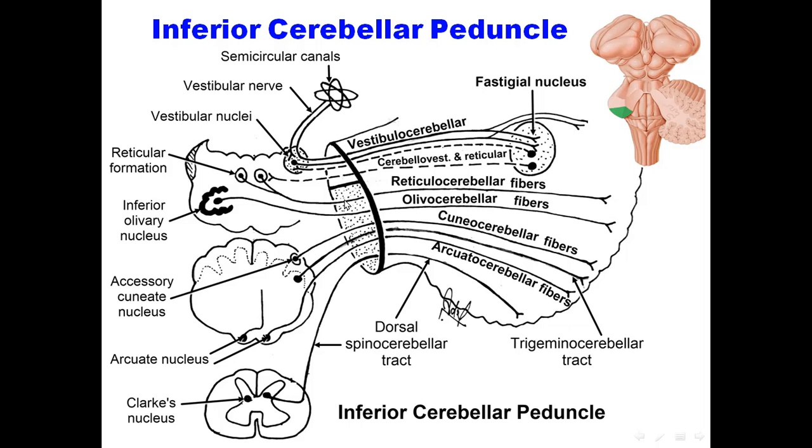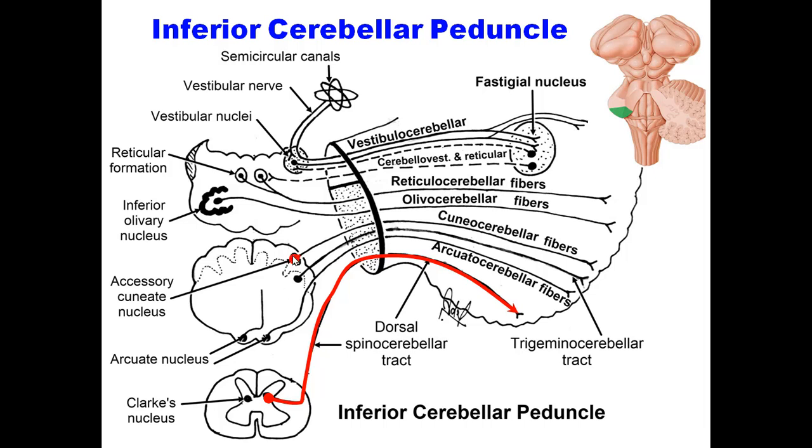This is the inferior cerebellar peduncle. It is formed of two parts, restiform body and juxta-restiform body. Restiform body contains all the fibers entering the cerebellum. Start with the dorsal spinocerebellar tract. This dorsal spinocerebellar tract originates from the Clark's nucleus of the spinal cord and it carries proprioceptive information from the trunk and the lower limb.